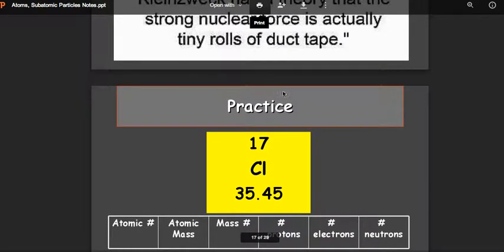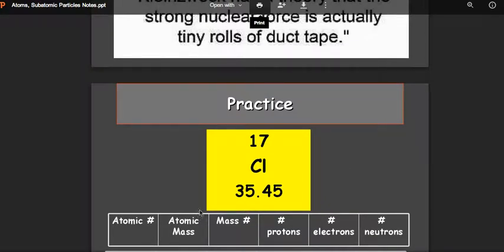Okay, so we're going to practice what you would be doing in your homework. In your homework, you're going to be given an element, how it would appear on the periodic chart. And you're going to need to fill out its atomic number, its atomic mass, the mass number, the number of protons, the number of electrons, and the number of neutrons. So going through this, let's go step by step.